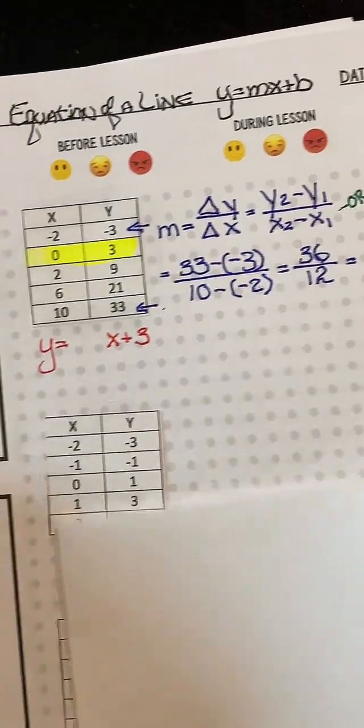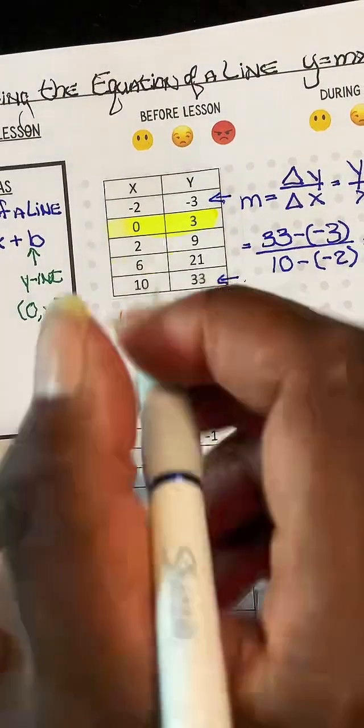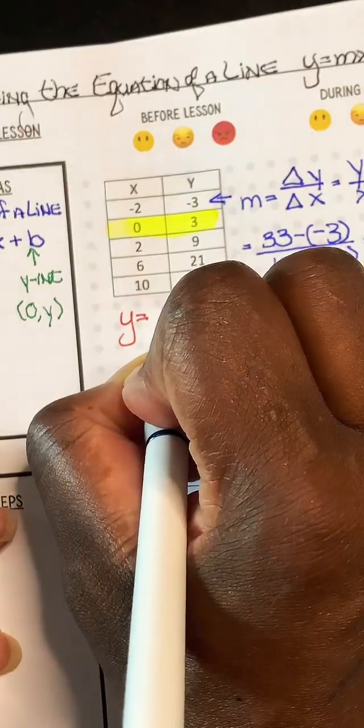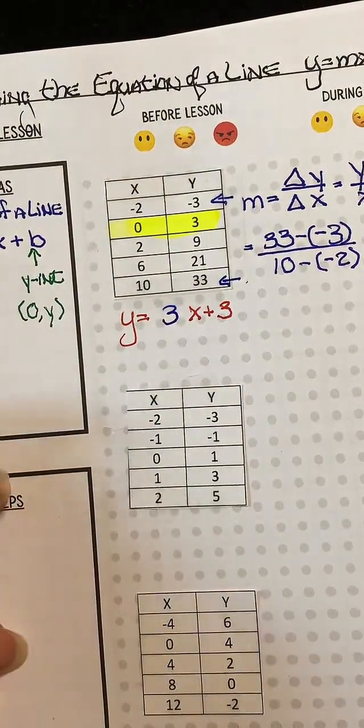All right, so that's your slope. So all we have to do is come back to our equation. So it will be y equals, my m was 3. So y equals 3x plus 3.